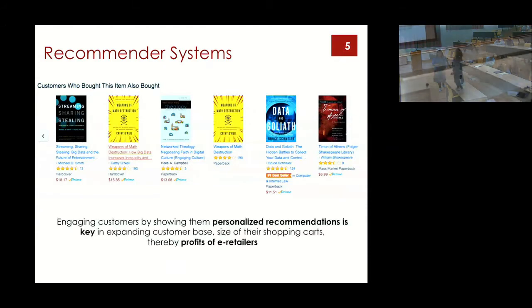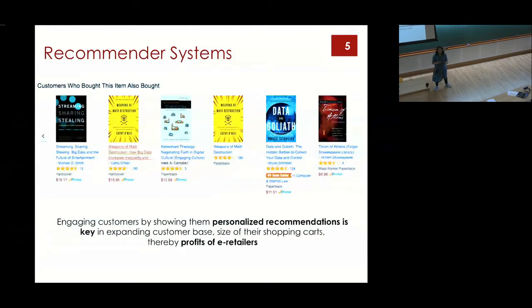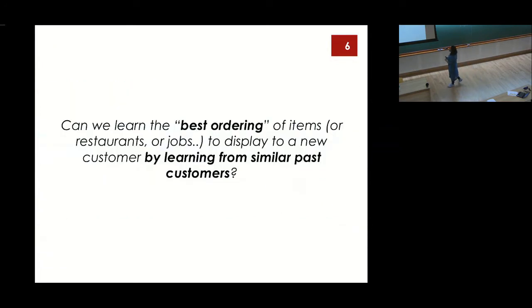But the point is that engaging customers by showing them personalized recommendations is key in increasing the shopping cart size or the profit margins of many retailers. The basic question they want to answer is, can we learn the best ordering of items to show our customers so that the items most relevant to them appear at the top of my list? Can we do that for a new customer by learning from similar past customers?